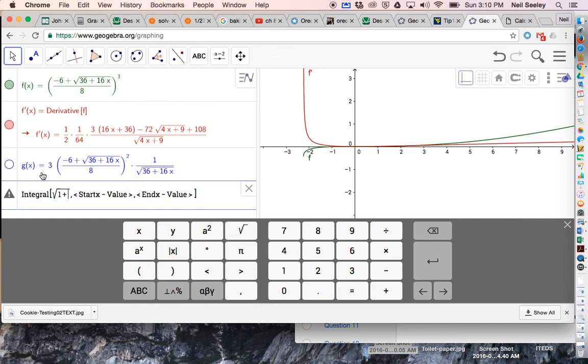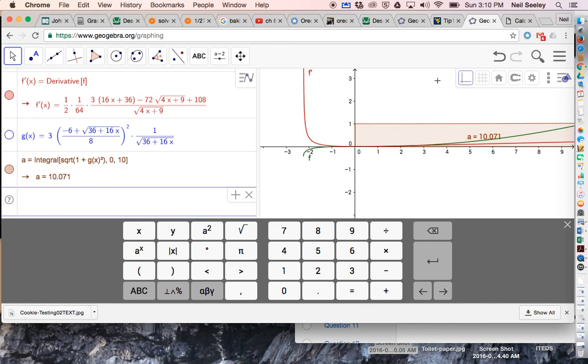Now I did mine by hand. I like mine, so I'm going to do g of x. So I'm going to do 1 plus g, and you can just call it g in this, which is also cool, g squared. And then to the right, tab out, tab takes you to the next lower bound, 0 to 10, and there's our integral. Plug it in, 10.071. It graphs the area of that thing, which is not useful right now. But that's going to be our answer, 10.071.